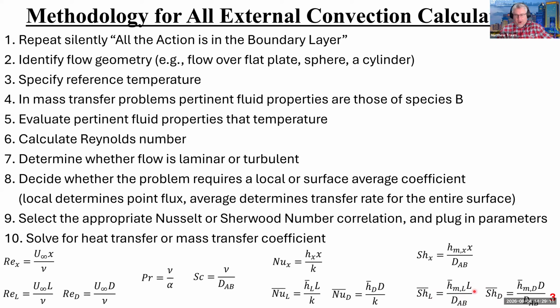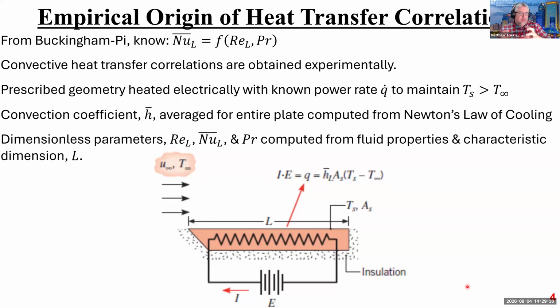So Sherwood number bar sub D is the same as Sherwood number bar sub L, except the geometry here is a sphere or a cylinder of characteristic dimension diameter D, as opposed to length L for the flat plate case. Okay. So we're going to delve into how to get these Nusselt number correlations, which you will then solve for the h value, the forced or external flow convection heat transfer coefficient.